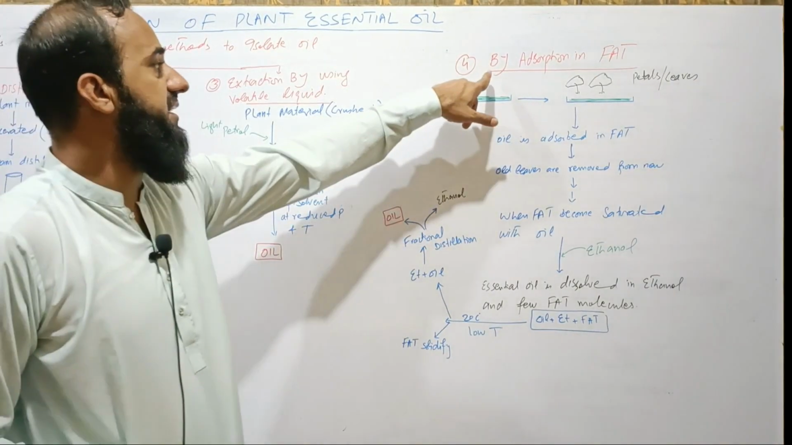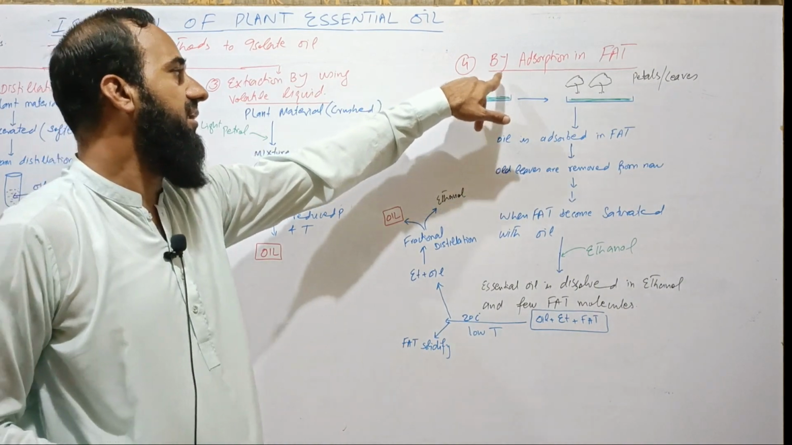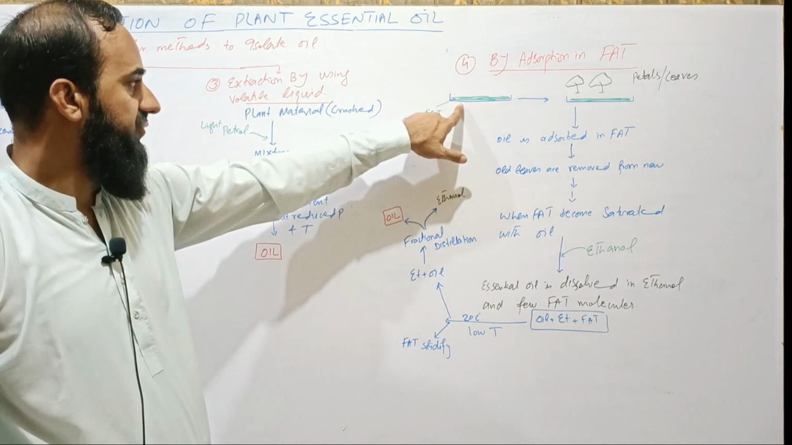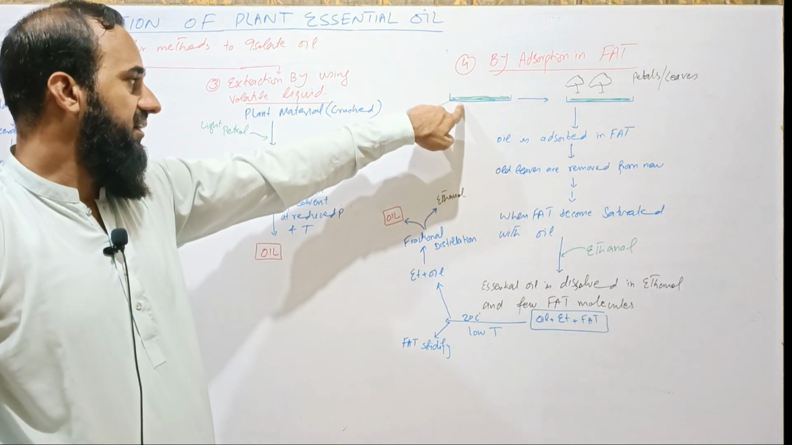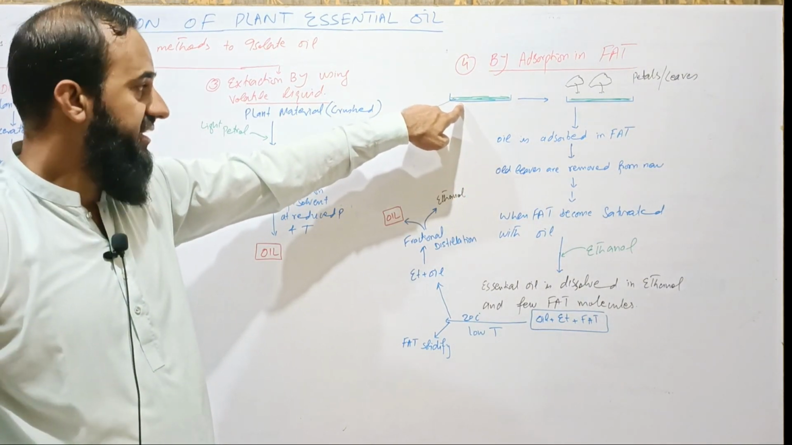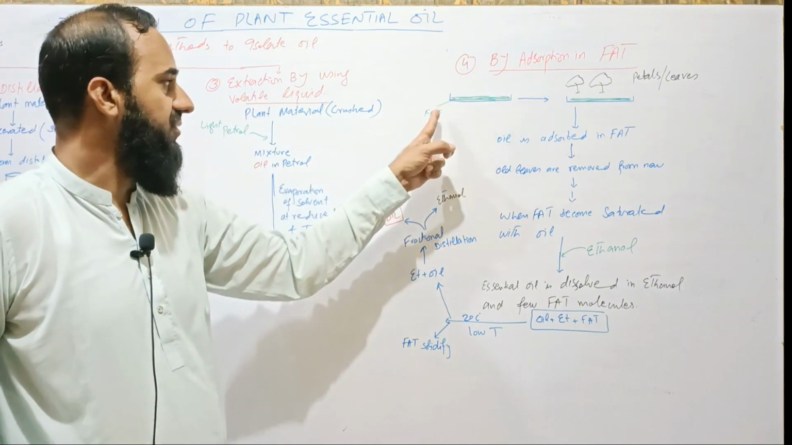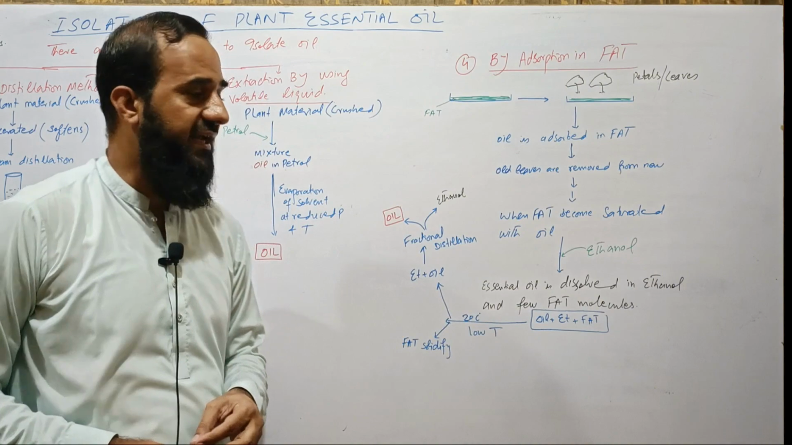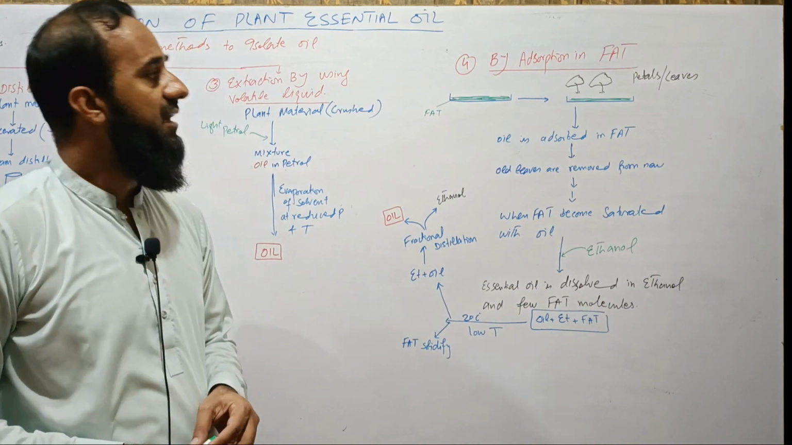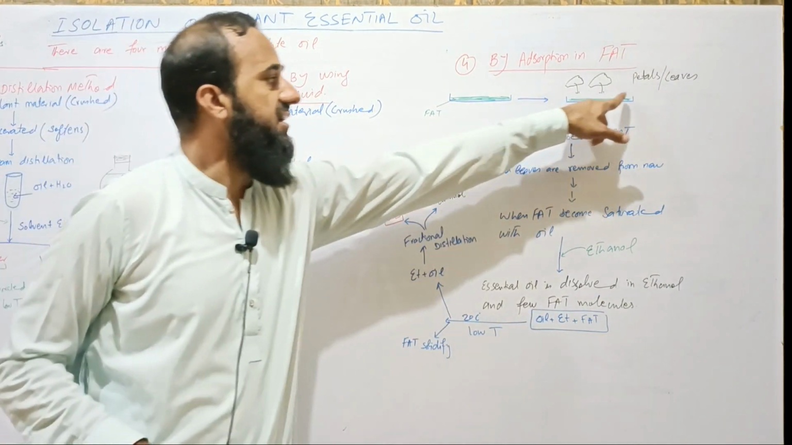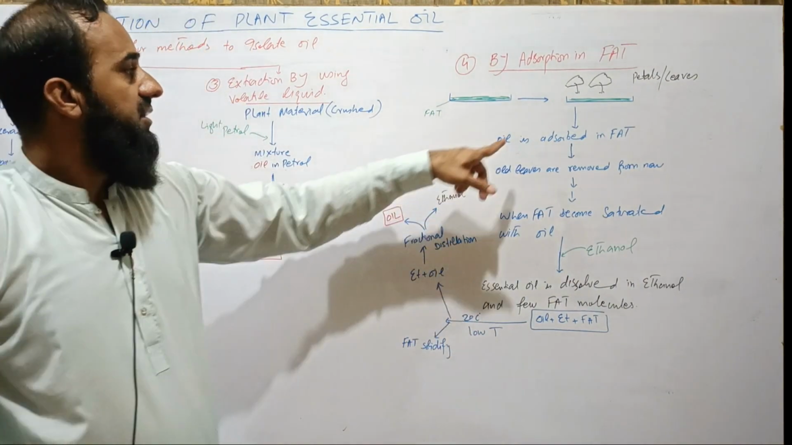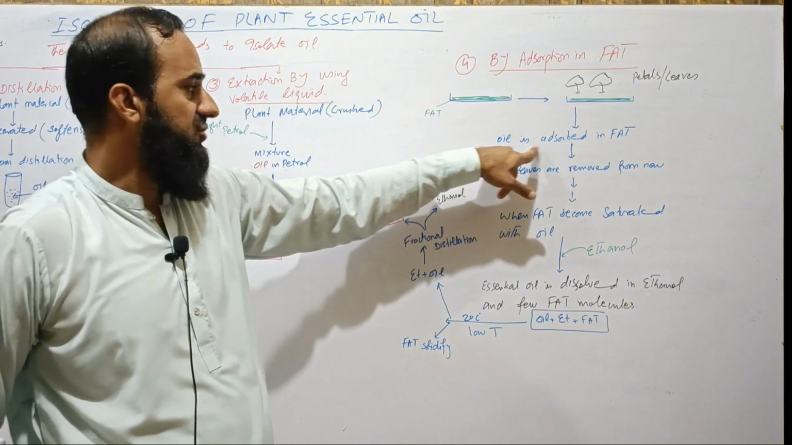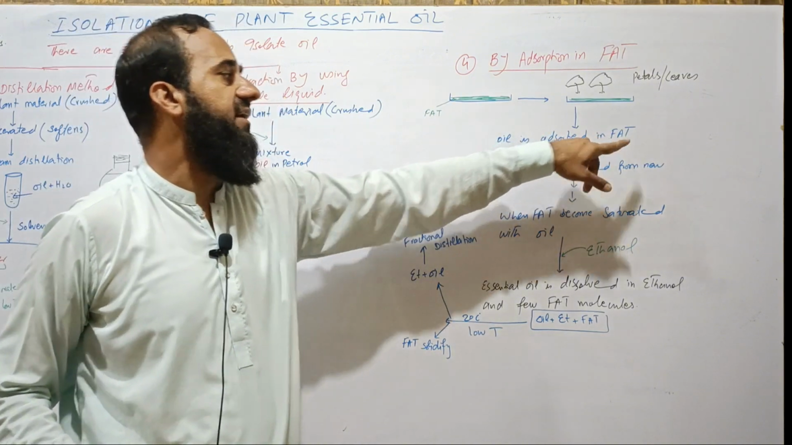And the fourth method is separation of essential oil by adsorption in fat. For this purpose, we take a glass plate or dish and spread a layer of fat over it, and we place the petals or leaves which contain terpenes or terpenoids or essential oil over the surface of the fat. So the oil present in the petals or leaves is adsorbed on the surface of the fat.